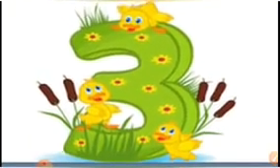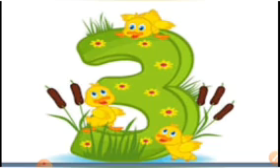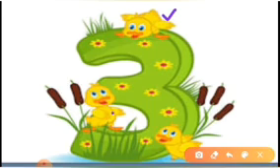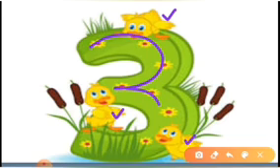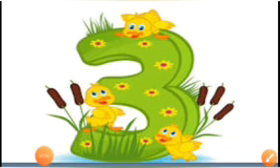Number three. And here are three ducks sitting on number three. Let's count the ducks. One, two, three. Three ducks. And this is number three. Now let's count how many dots are here.